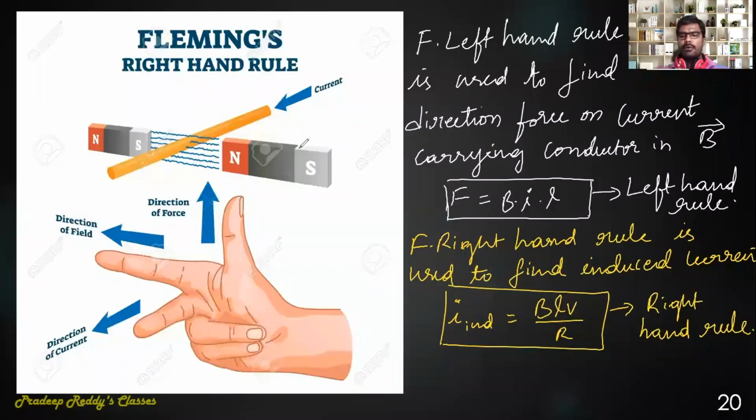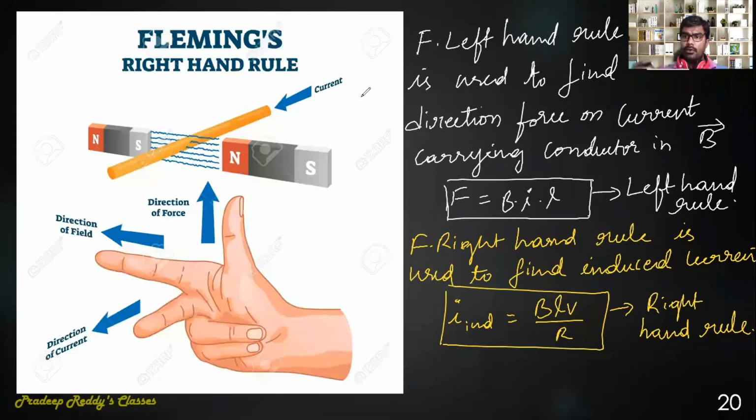So we can use both Fleming's left hand rule and Fleming's right hand rule for different purposes. Fleming's left hand rule gives the direction of force on the current carrying conductor placed in an external magnetic field. It is in the chapter moving charges and magnetism. Fleming's right hand rule is used to find out the induced current in the circuit, and that is in electromagnetic induction. This is in the past chapter and this is in the present chapter. Both can be simultaneously used depending upon our problem.